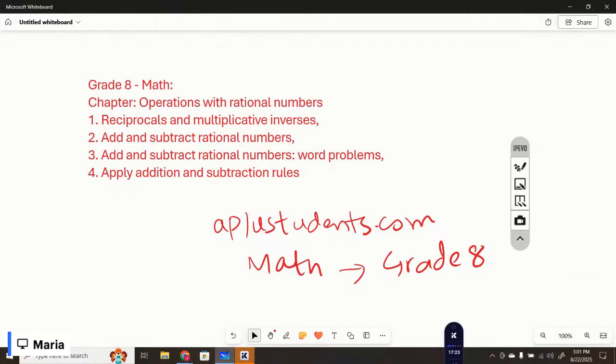We're going to start with the chapter operations with rational numbers. So the lessons we're going to cover today are reciprocals and multiplicative inverses, add and subtract rational numbers, and then subtract rational numbers word problems, apply addition and subtraction rules. So please make sure you have your notebook and pencil so that you can note down the important examples and definitions as well.